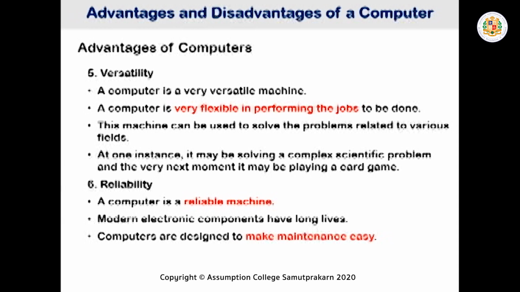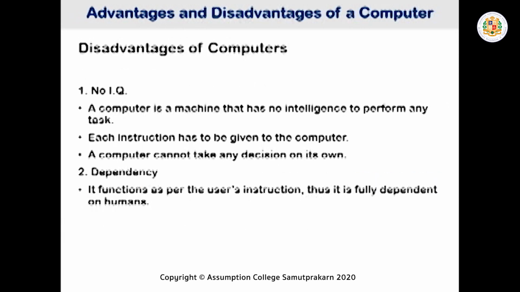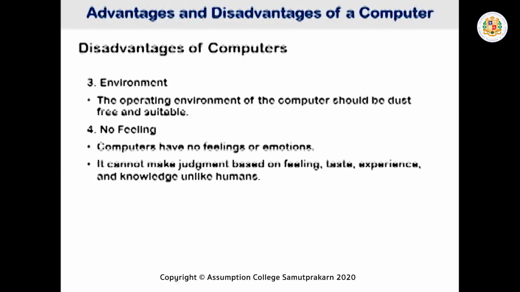Six, reliability. A computer is a reliable machine, easy to maintain. Seven, automation. It's all automatic, with the ability to perform a task automatically. Eight, reduction in paperwork and cost. So we don't use too much paper to do the work. The computer does it for us. Disadvantages: no IQ. It is just programmed by a human. It operates using a program that a human writes. Dependency: it will not work until you use it. The environment should be dust free, suitable or cool. No feeling, of course, or emotions.